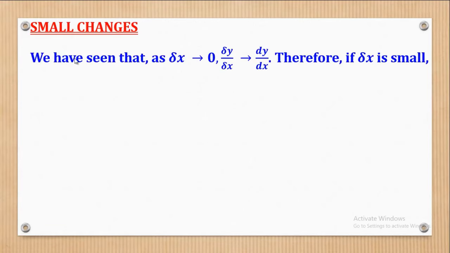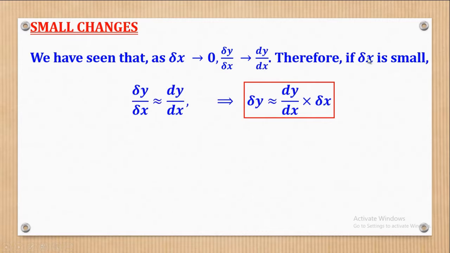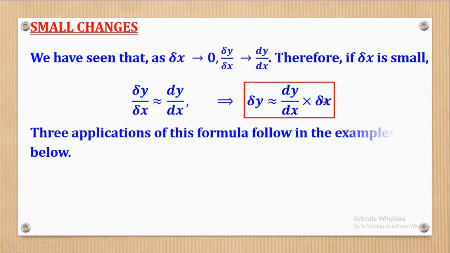So we have seen that as small change in x tends to 0, small change in y over small change in x tends to dy/dx. What does that mean? It means that if this is small, then small change in y over small change in x approximates to dy/dx. And when we make small change in y the subject, we shall come up with this expression, which is small change in y being approximately equal to dy/dx multiplied by small change in x. Now this is the expression we shall use in this video.